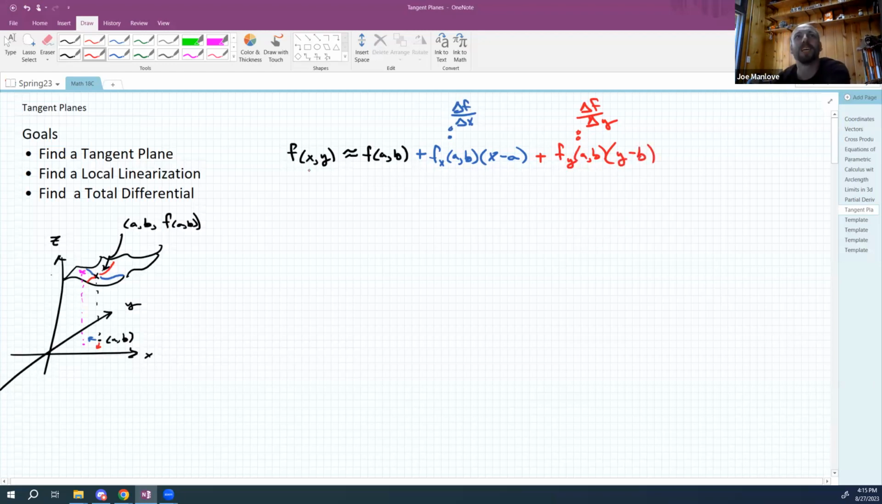So this is me saying, look, the value at x and y ought to be about where you start, plus the change due to x times how far you went in the x, plus the change due to y times how far you went in the y. That's it. There's nothing else here. The cool thing is, this is a local linearization.